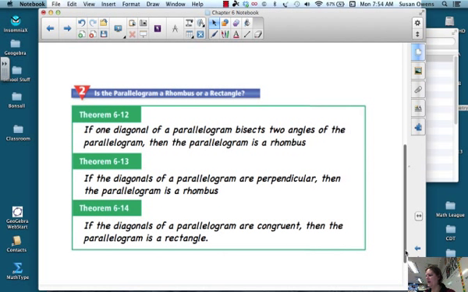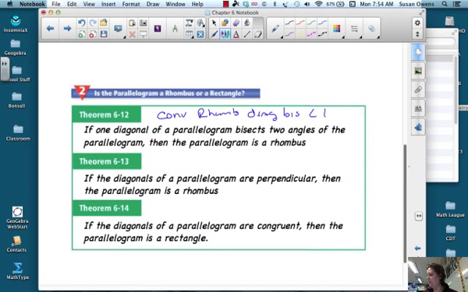So for these, to decide if the parallelogram is a rhombus or a rectangle: if one diagonal of a parallelogram bisects two angles of the parallelogram, then it is a rhombus. So this one is the converse of the rhombus diagonal bisect angle theorem. If the diagonals of a parallelogram are perpendicular, then the parallelogram is a rhombus. So this one is the converse of the rhombus diagonal perpendicular theorem.